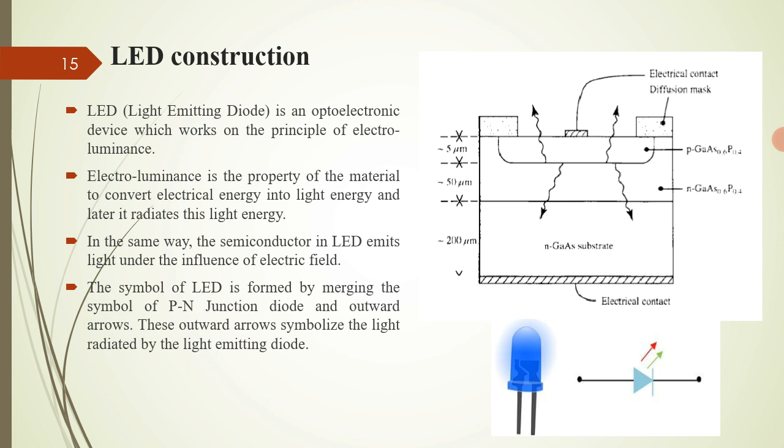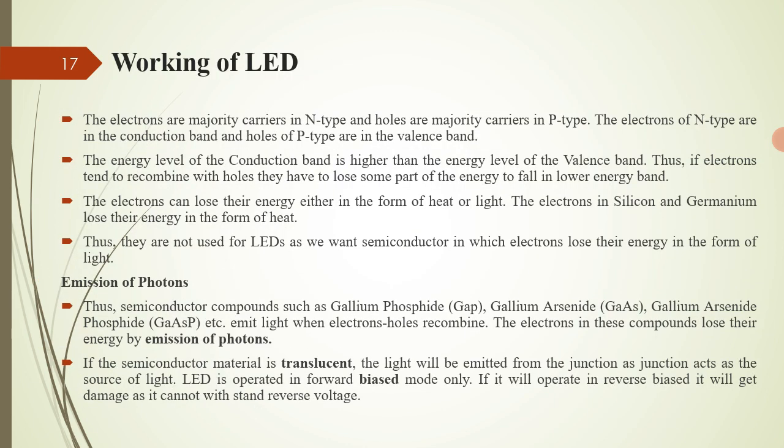So this diagram shows the symbol of LED and the concept of the LED structure. Here the semiconductor LED emits light under the influence of the electric field. Why? Because it works on the principle of electroluminance. The symbol is formed by merging the PN junction diode with outward arrow marks. This outward arrow indicates the light which is emitted from the diode. So the internal structure of LED is shown here.